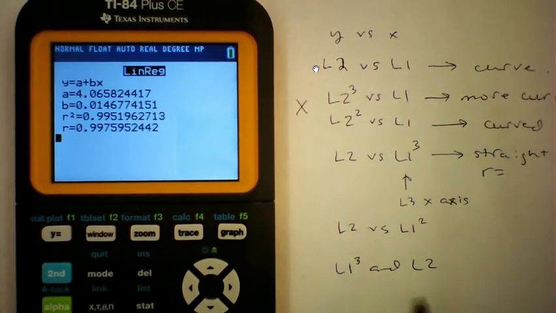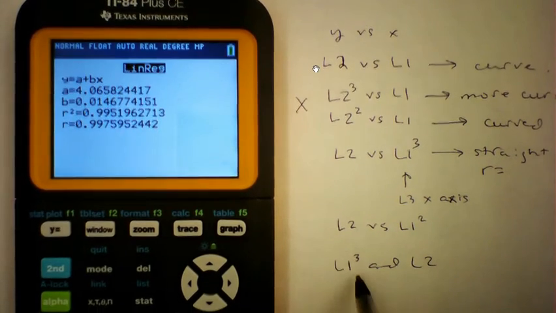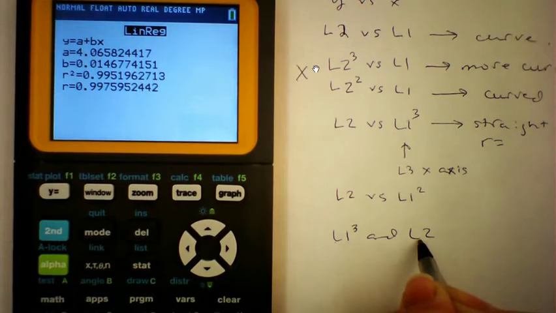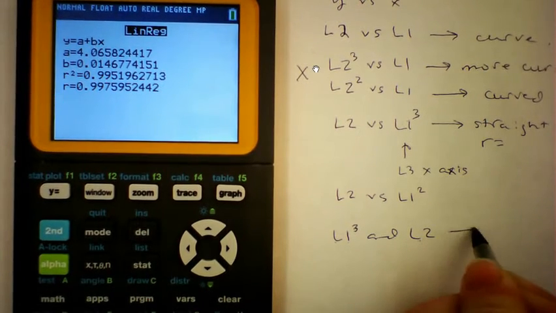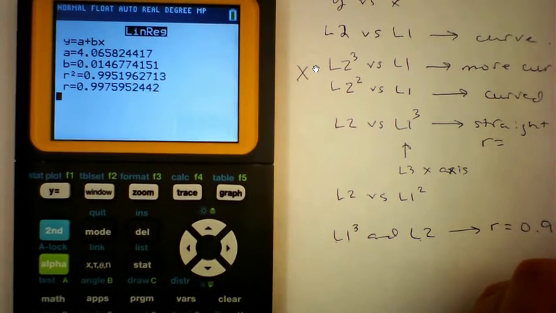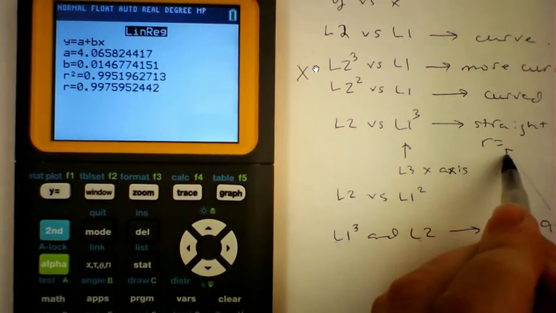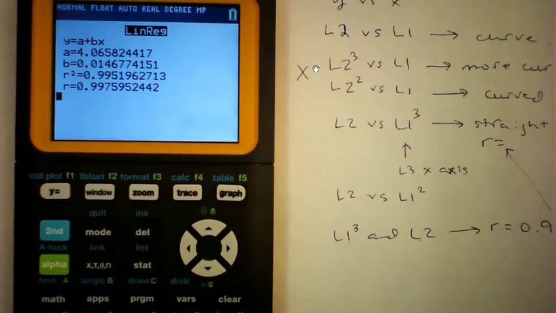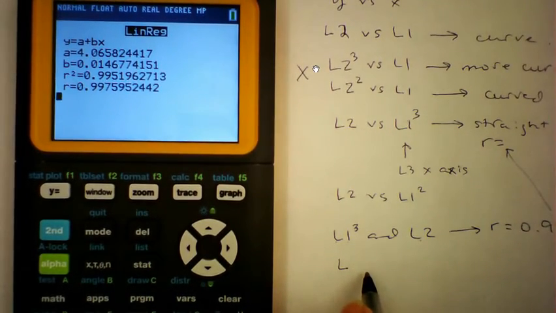So that gave me, when I did my L1 cubed in the X value and my L2 in the Y value, an R of 0.997595. Okay, so that's that right there. Then just for the sake of it, when you see something that looks pretty good like that, you may want to, and you wouldn't be wrong to just go with that. Go with what you have right now.